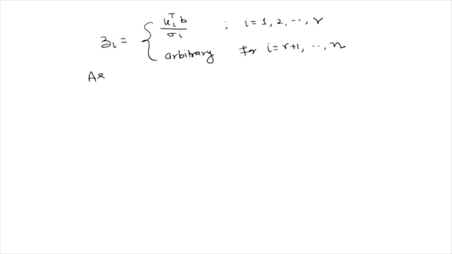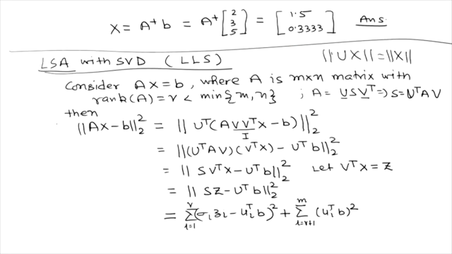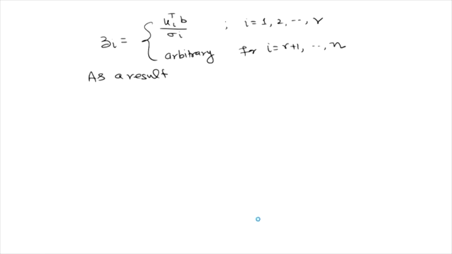As a result, if z i equals this for the first r, then the first term will become 0. So, the minimum, and the least square error in this solution, will become the summation for i equals r plus 1 to m of u i transpose b, whole squared.